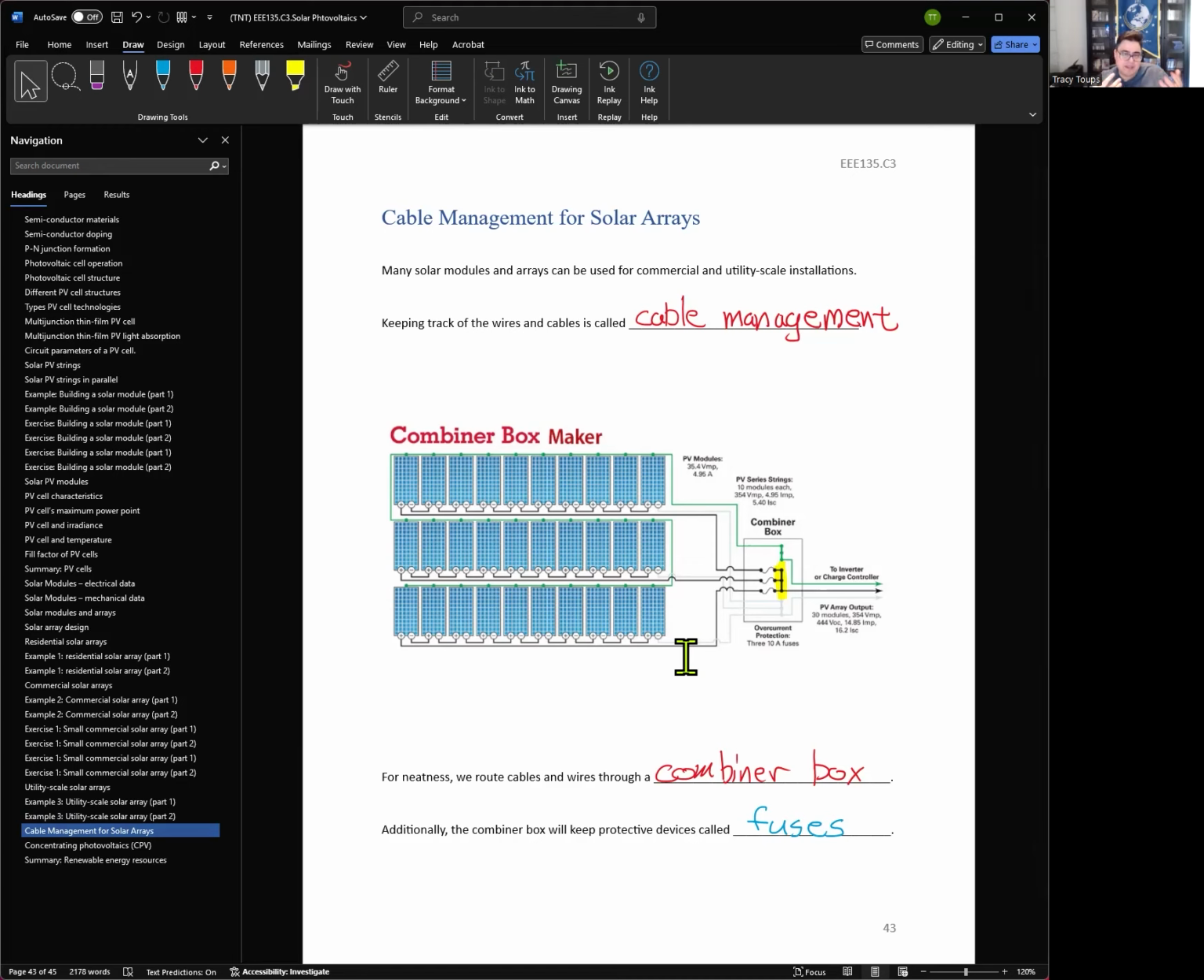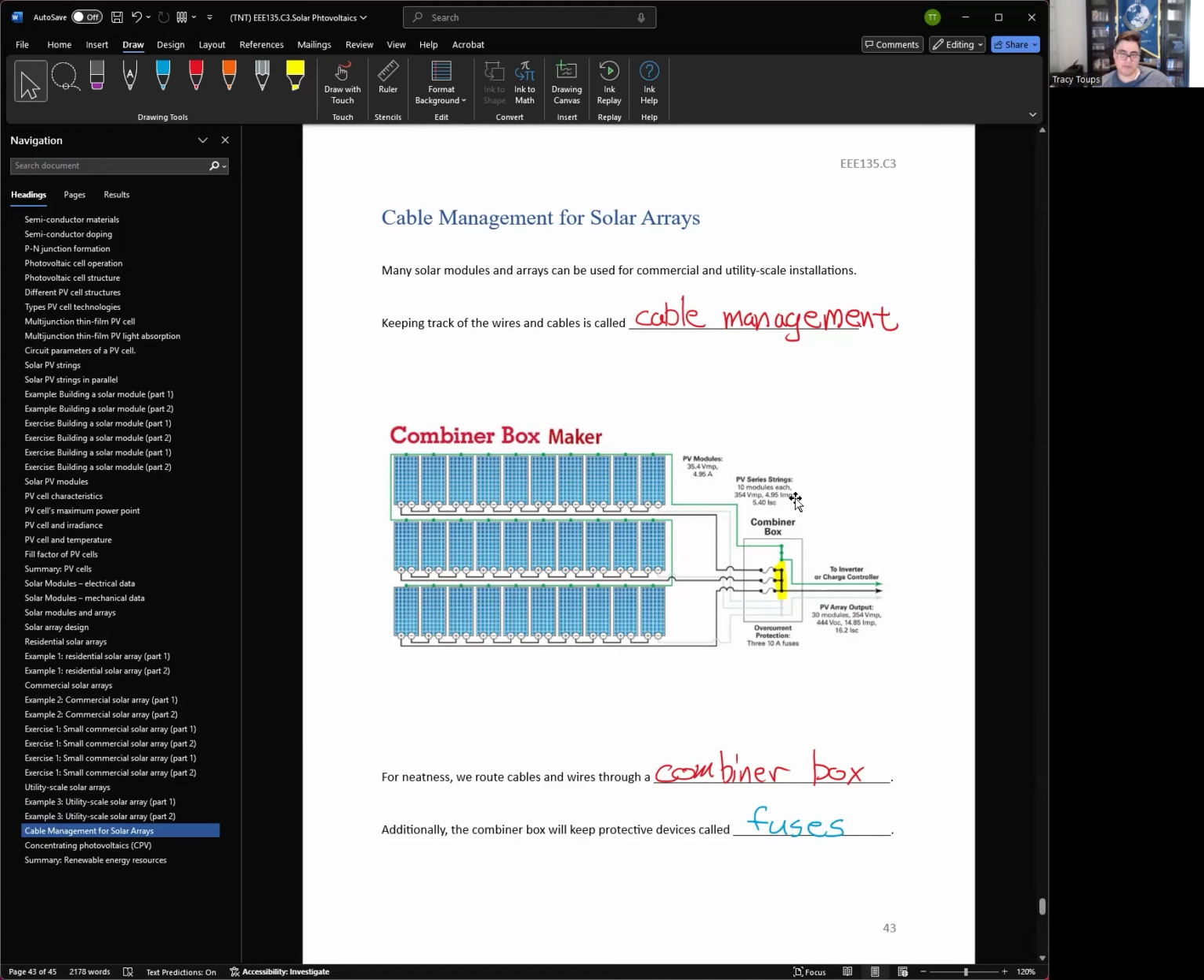In my opinion, cable management is all about neatness and organization. Just so when you see it, you're like, I know what we're doing. There's no guesswork. We're not going to touch anything stupid. So that's cable management, very, very important in solar panels and solar array systems. And this is all governed by the NEC.